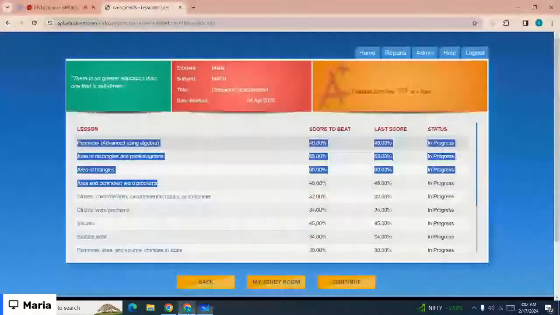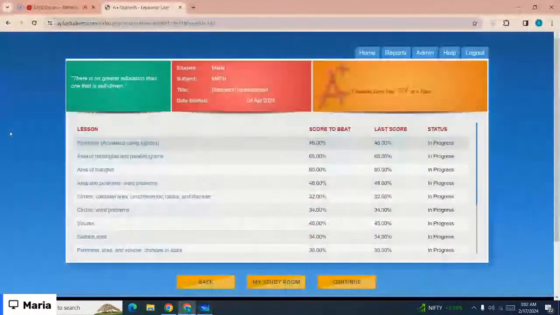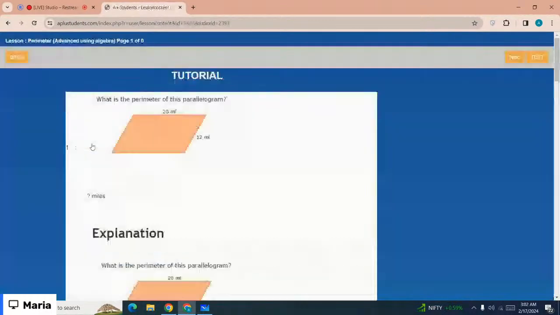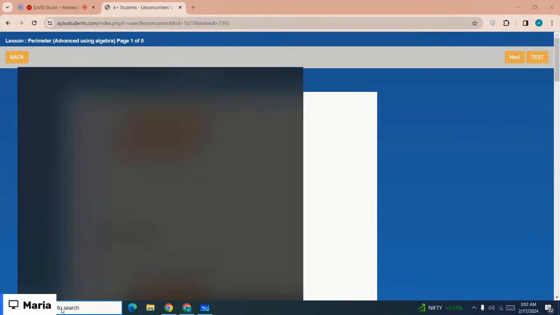Here I am on grade 7 math. We're going to start with the lesson perimeter. Okay, what is the perimeter of the parallelogram? You're given a parallelogram. You have to calculate the perimeter of the parallelogram. So when we're working on the parallelogram, the opposite sides of a parallelogram are equal in measurement, right?